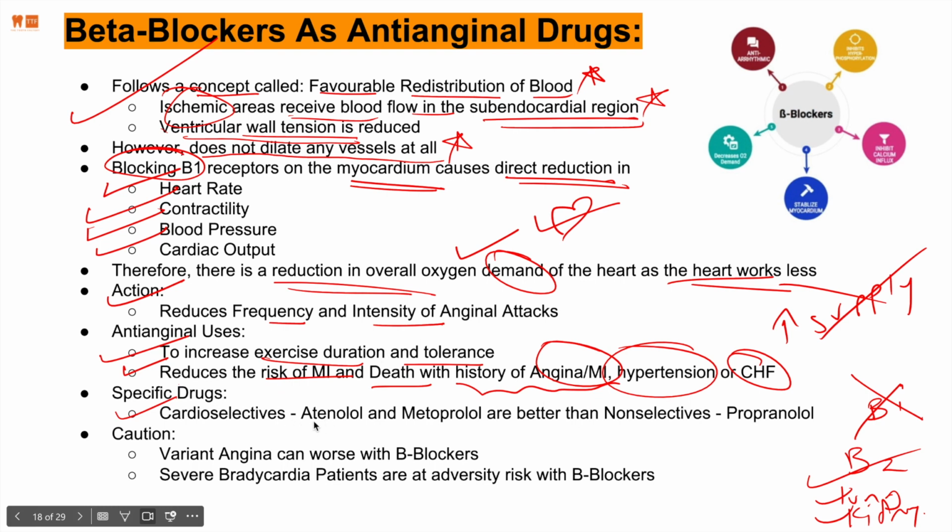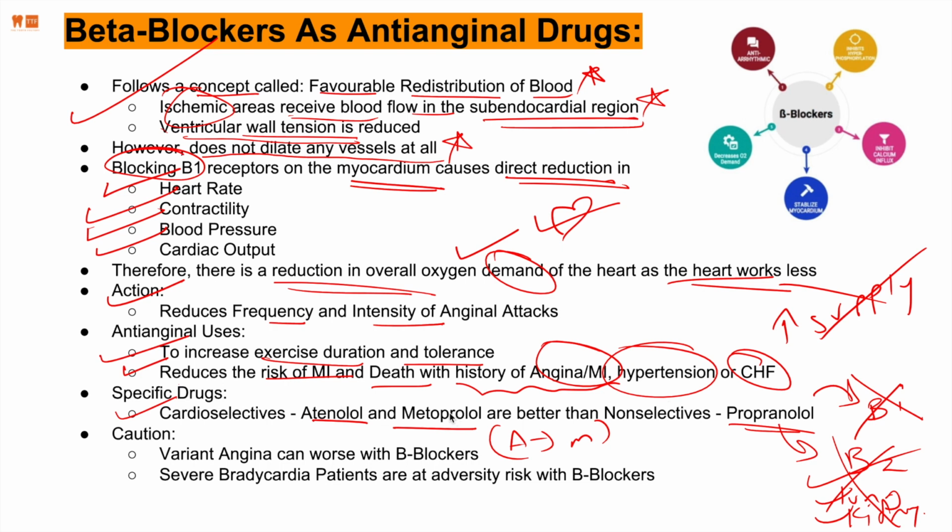Therefore, a cardioselective such as atenolol or metoprolol, remember the A to M, is better than non-selective. Propranolol can also work because it also does block beta 1, but unfortunately, it blocks beta 2 as well. We don't really need it. So atenolol and metoprolol are better beta blockers.